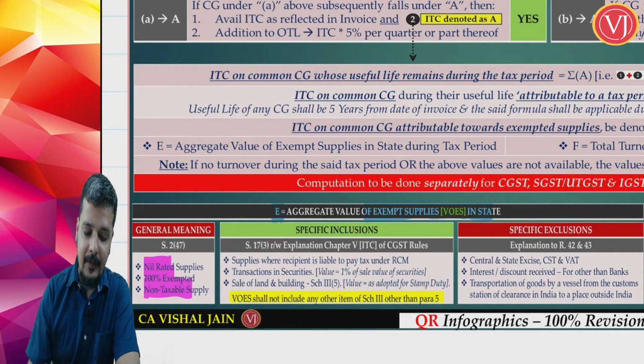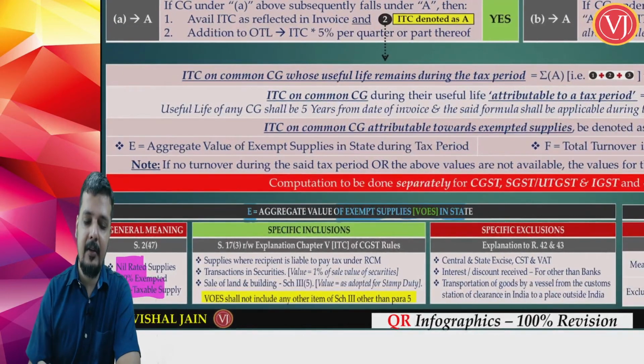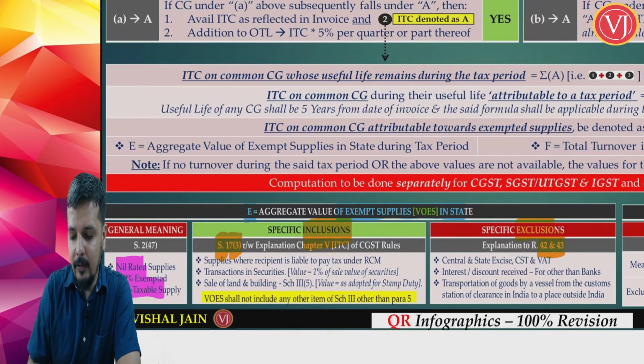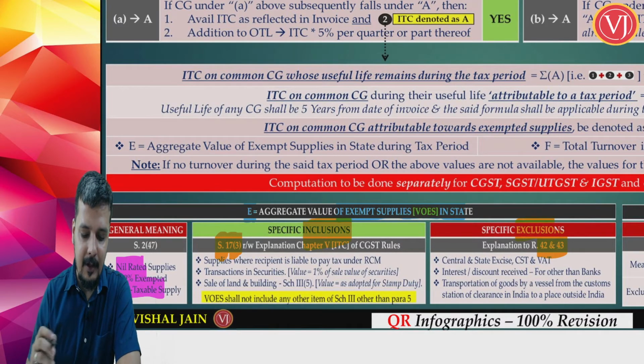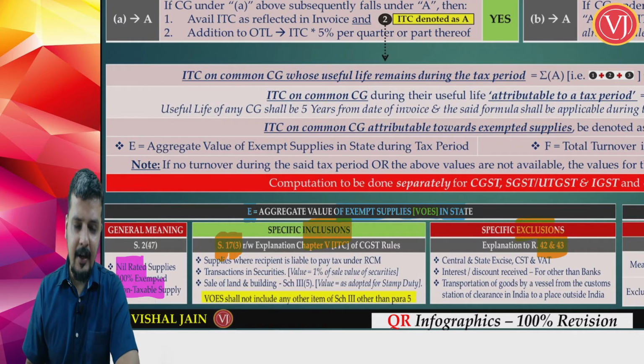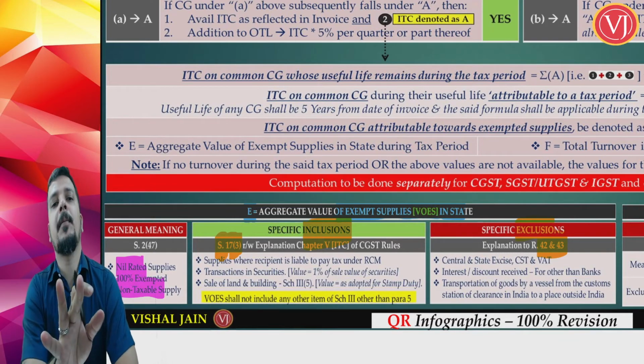Now specifically for the purpose of rule 42 and 43, there are certain specific inclusions only for the purpose of 42-43 and specific exclusions only for the purpose of 42-43. What are the specific inclusions? What is meant by specific inclusions? Right. Now, exempt supply will include something only for the purpose of 42-43.